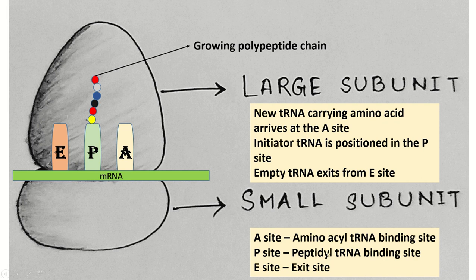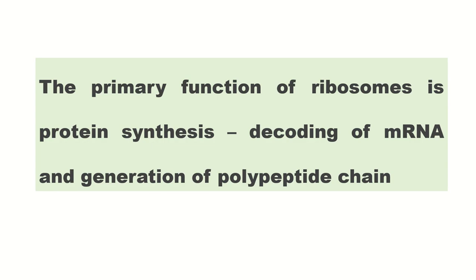P site is your peptidyl tRNA binding site. So, initiator tRNA is positioned in the P site. The initiator tRNA will come and be positioned in the P site. And finally, what is the exit site or E site? E site is the site from where the empty tRNA exits the ribosome after it delivers its amino acid. So, the primary function of ribosome is protein synthesis. This is nothing but decoding of mRNA and generation of polypeptide chain.